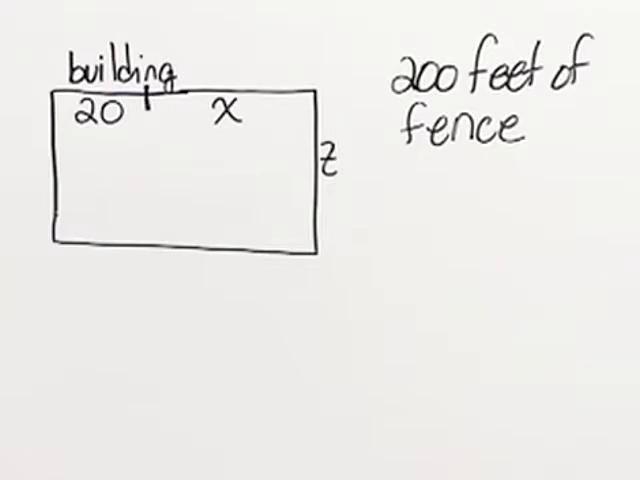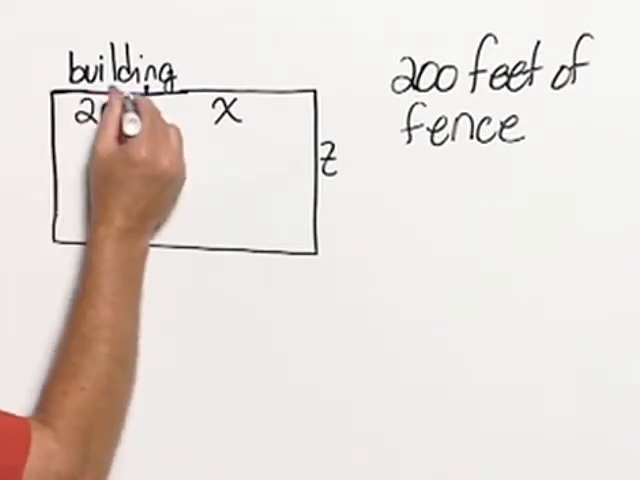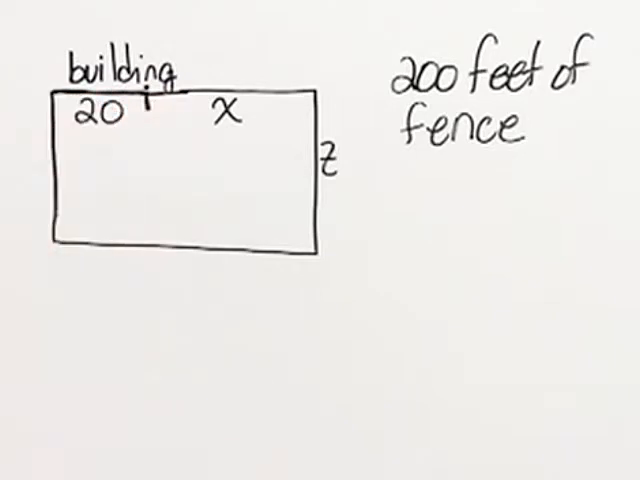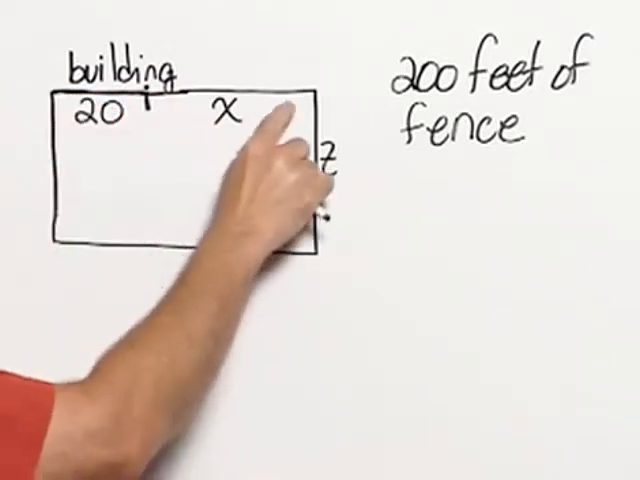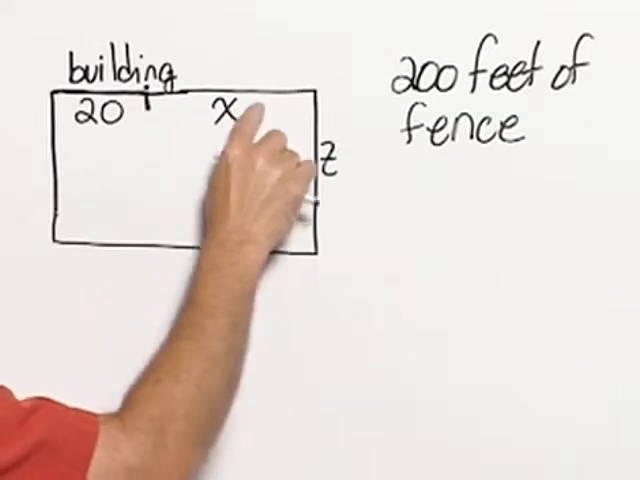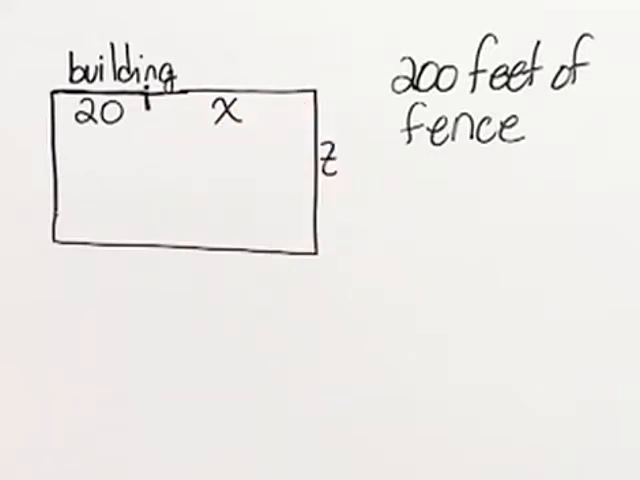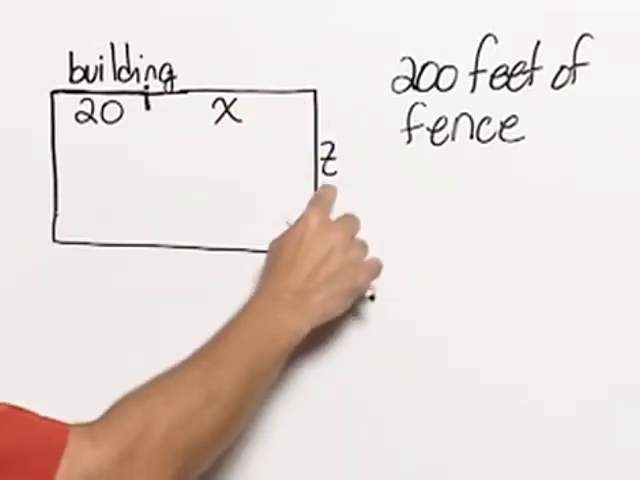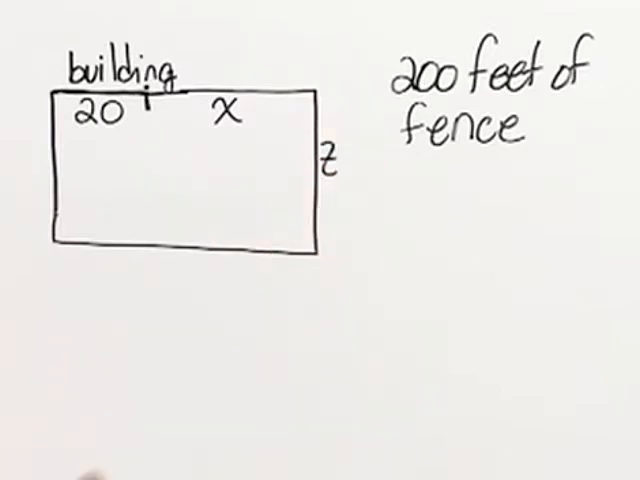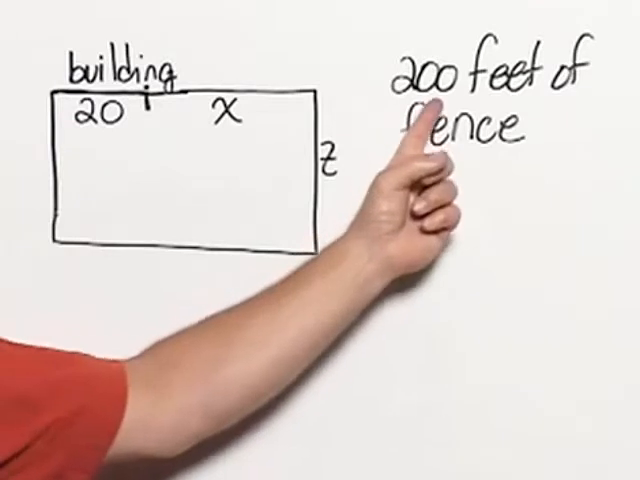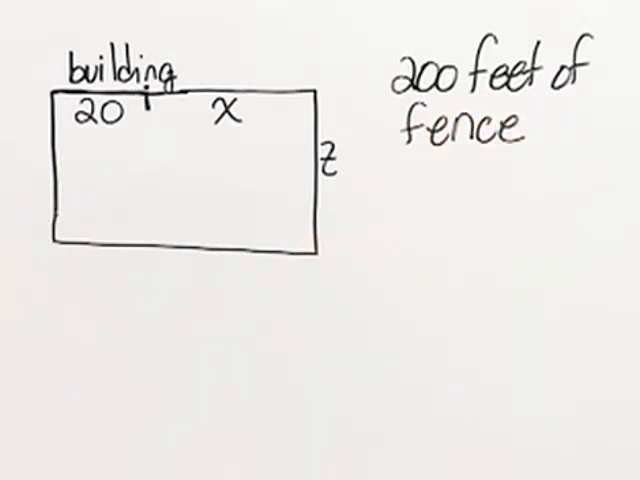So here we have the diagram. We have the building, which is just this section, which is 20 feet long. We're going to let this side equal x, that is the length of the fencing from the building to the next corner. We're using z for the length of fencing here. Now, we know that we have 200 feet of fence.